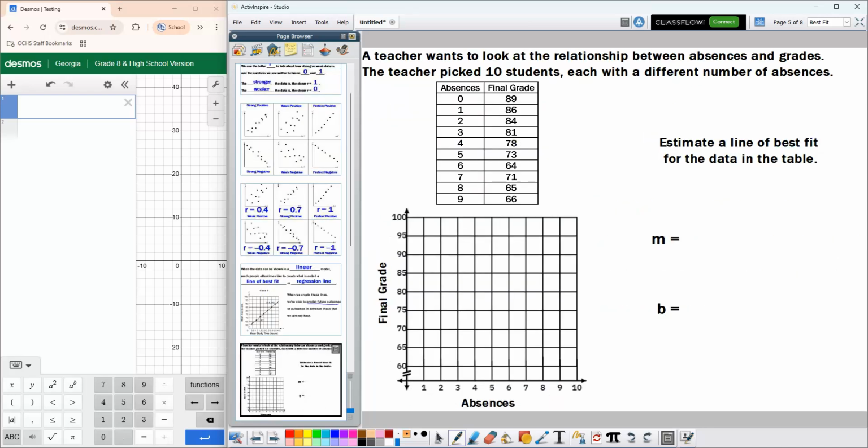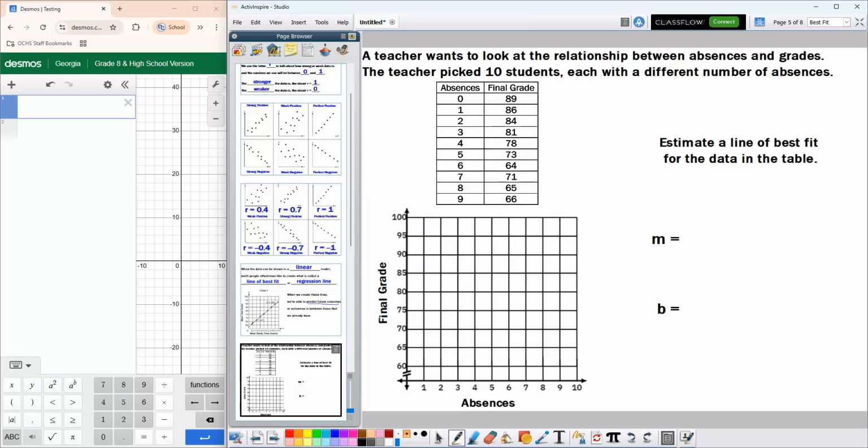So right here it says a teacher wants to look at the relationship between absences and grades. We know what that is. In general, the less you're at school or the more absences you have, the lower your grade is going to be. It just is what it is. If you don't show up to school, you don't make good grades. You show up to school, odds are you're going to have a better grade. So this says estimate a line of best fit for the data in the table. I don't even want to estimate it. I want to find an exact line of best fit. And we're going to do that here in a second.